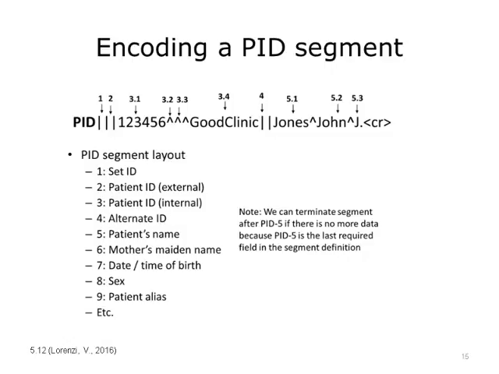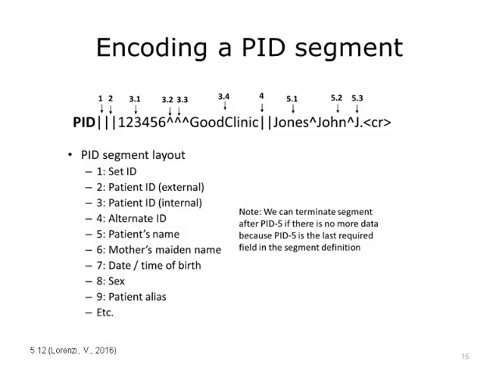Moving on to field 4, which is alternate ID, you do not have any value, so you put nothing. For field 5, which is patient's name, you put the last name in the 5.1 component, then the first name in the 5.2 component, and the middle name or initial in the 5.3 component.